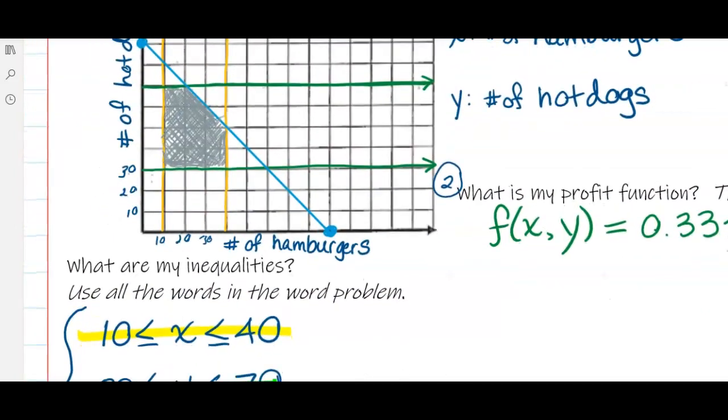Once I have my feasible region, now I can look at each vertex of the region, each corner. And on my graph, it's going to be very easy to identify these. This is the point (10, 30). This is the point (40, 30). (40, 50). This is the point (20, 70). And over here we have the point (10, 70).